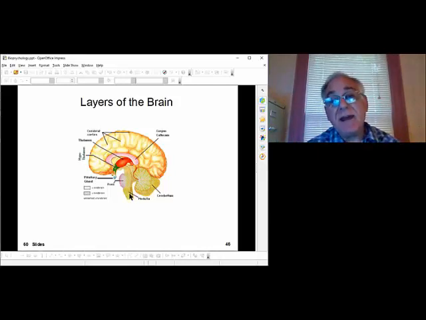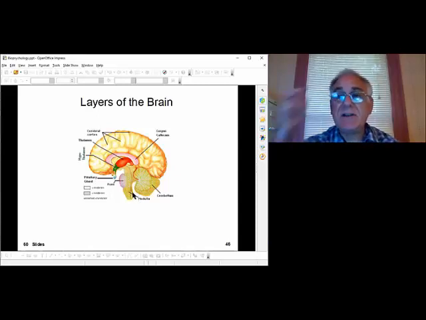The medulla is down here, and right behind the medulla and coming up into the midbrain is what's called the reticular formation. The reticular formation wakes you up when you're sleeping and keeps you awake while you're awake. And if it shuts down, you're a narcoleptic. You fall asleep just like that as soon as it shuts down.